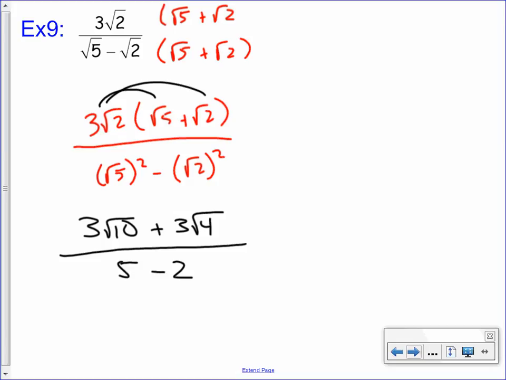What do you see? 5 minus 2 is definitely 3 down here, right? 3 root 4 is going to be 6. Oh, we could divide out by 3. So if you divide all by 3, you have root 10 plus root 4, but root 4 is just 2. So the final answer is root 10 plus 2, or 2 plus root 10.